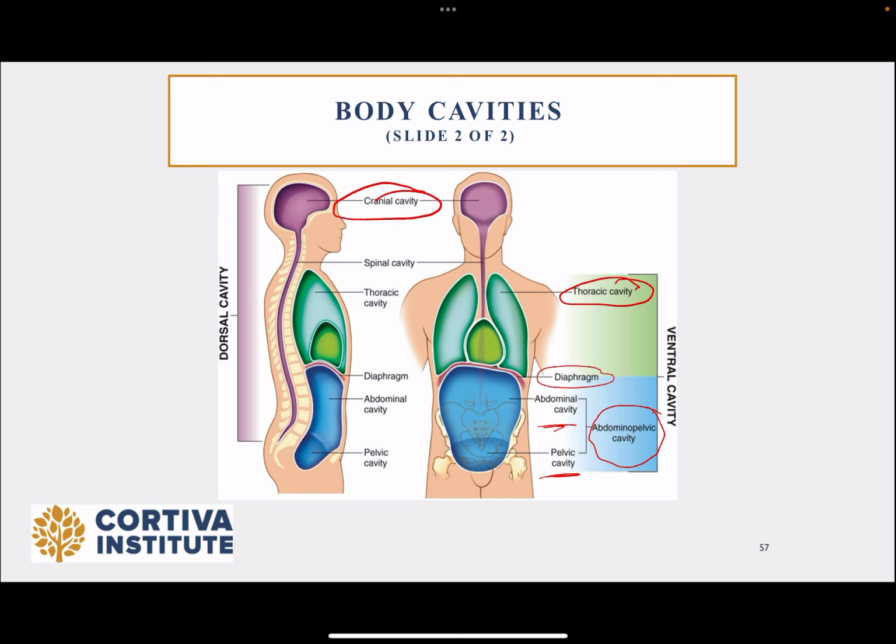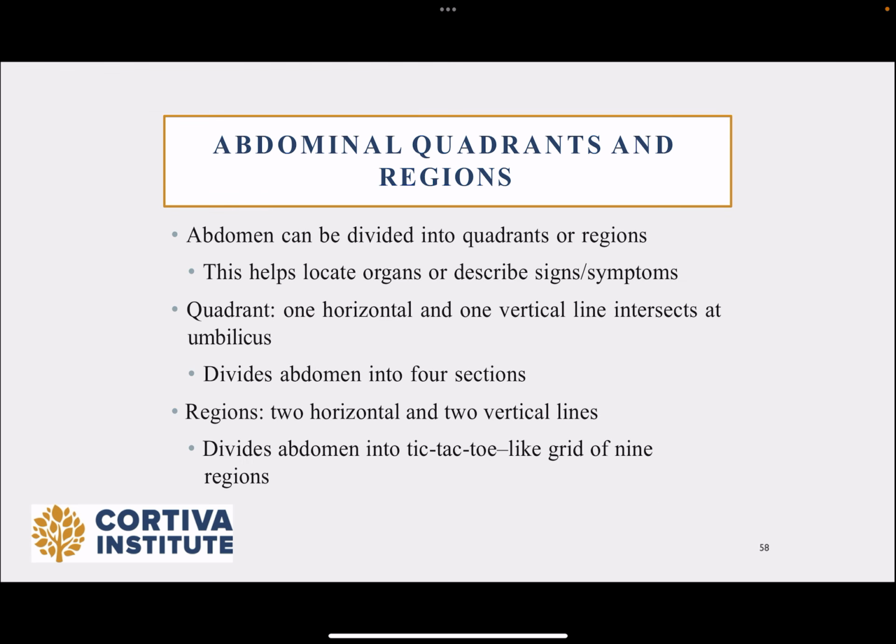We have our cranial cavity, which is going to contain what? Our brain. And we have our spinal cavity containing our spinal cord. Our thoracic cavity, as we can see, contains our lungs.